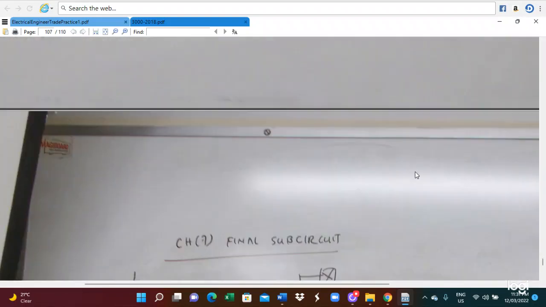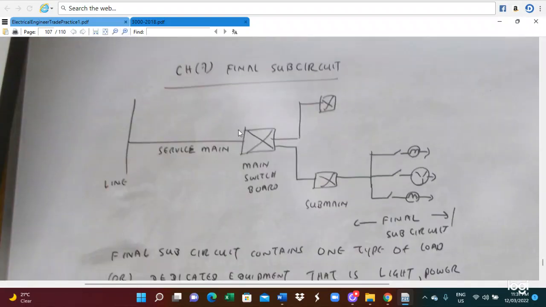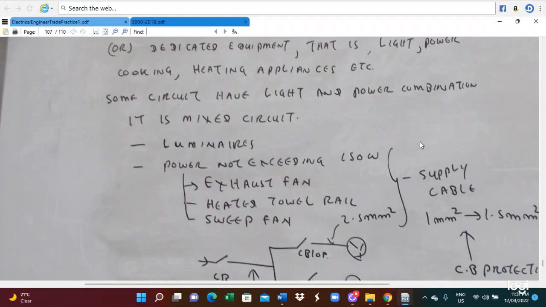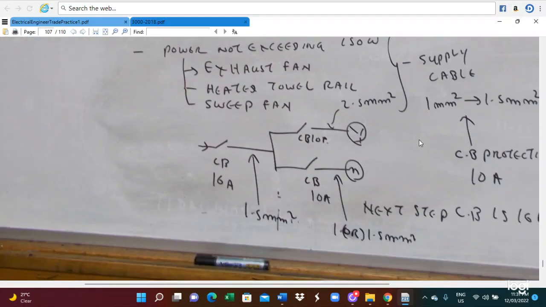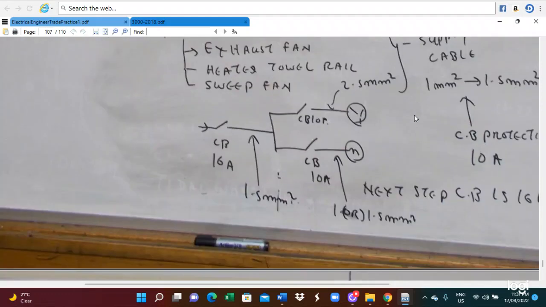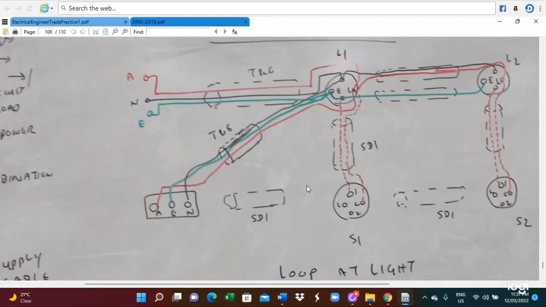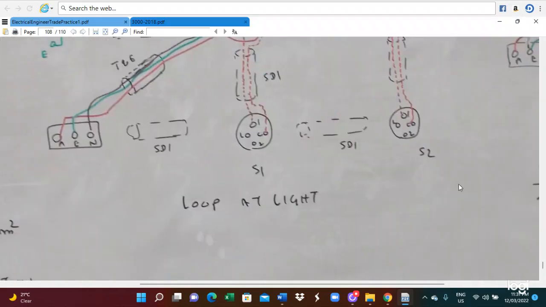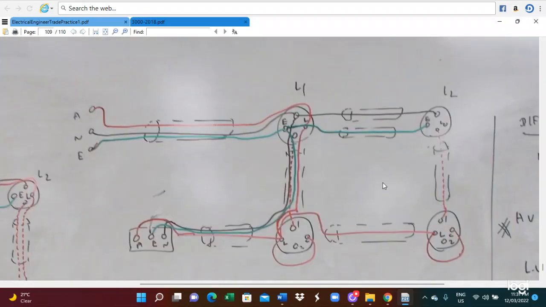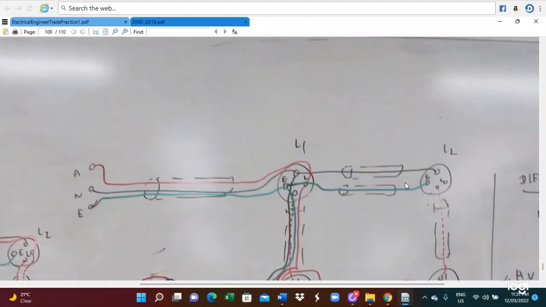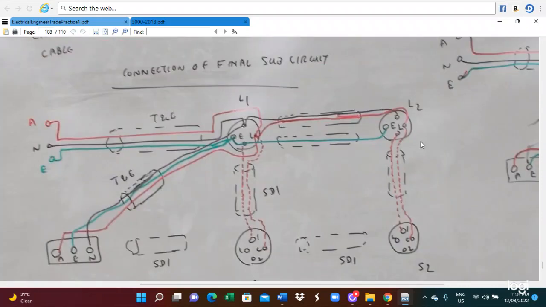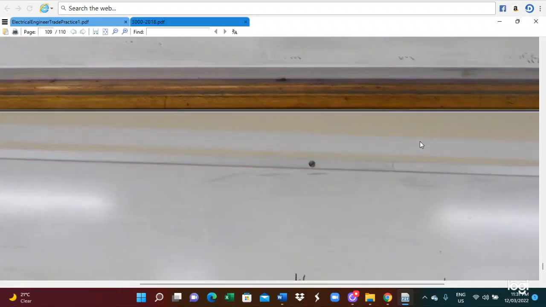And this is the connection of the final sub-circuit. The final sub-circuit serves from the main switch and sub-main, and this is the connection of the light and the socket outlet. This is the final sub-circuit. Here is the connection of the final sub-circuit, with the look at the light and look at the switch methods. So this is the light final sub-circuit diagram, and this is also the switch final sub-circuit diagram.